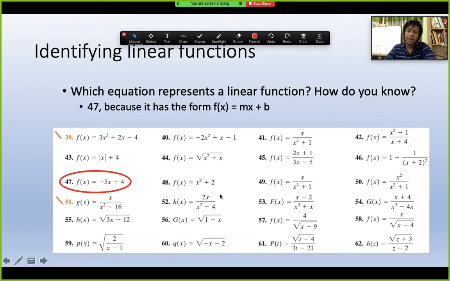We have only one linear function here, which is number 47. All of the other functions that you have here are non-linear. Only number 47 is linear.